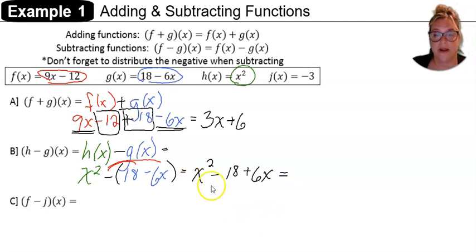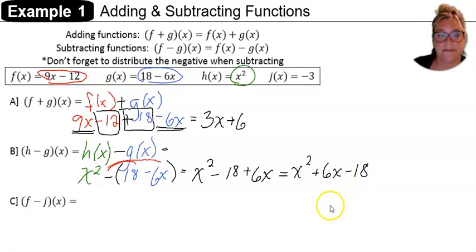Okay, and when we're writing polynomials in standard form, we write the terms in decreasing order of exponent. So our x squared will come first, followed by this linear term, 6x, that's 6x to the first power, and then the constant at the end, minus 18.